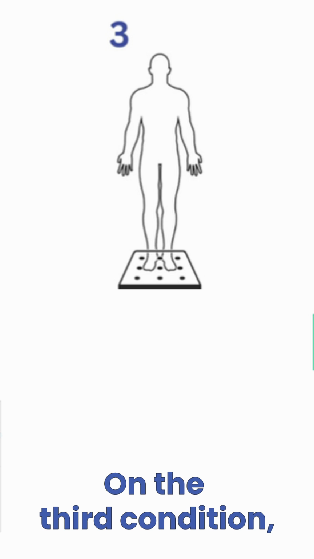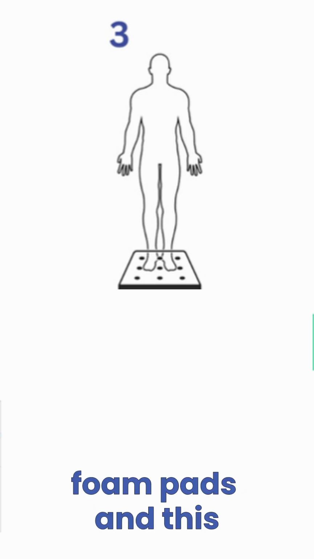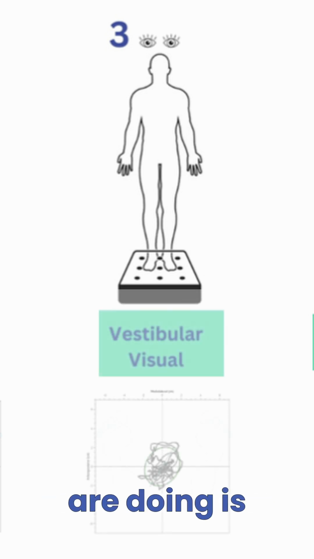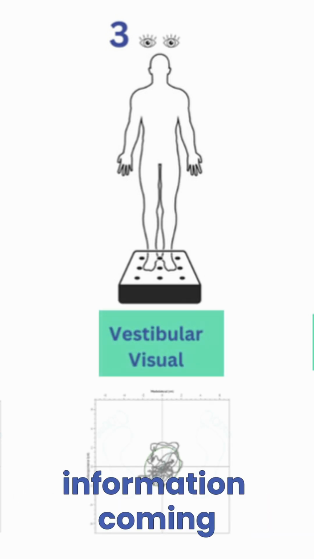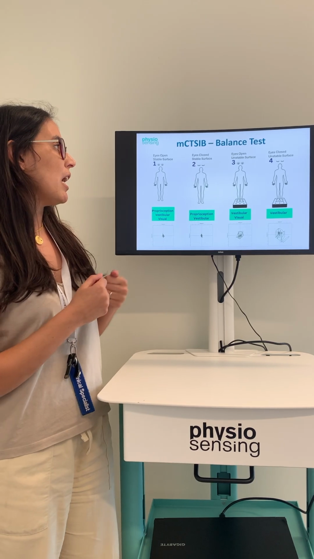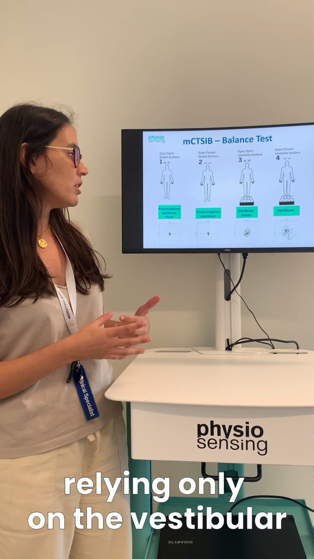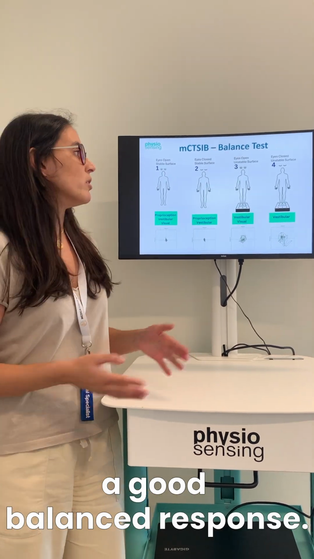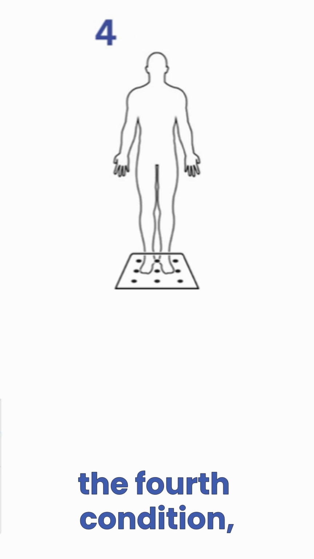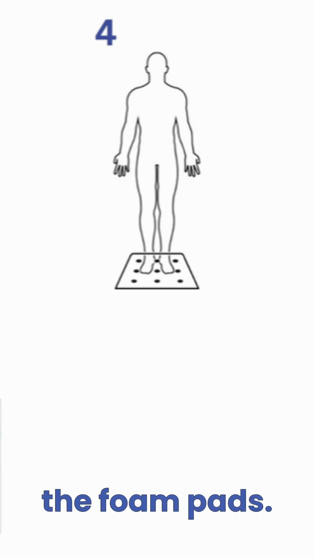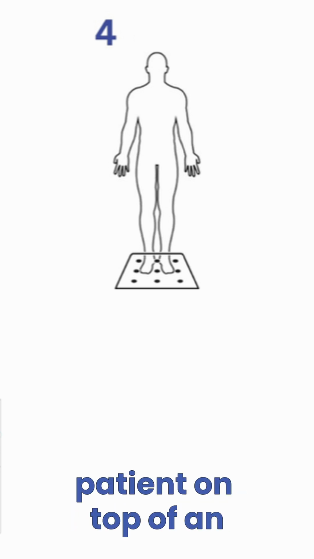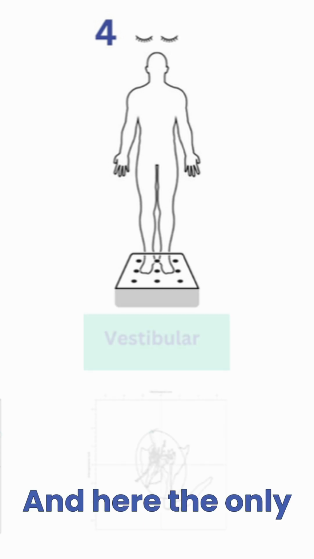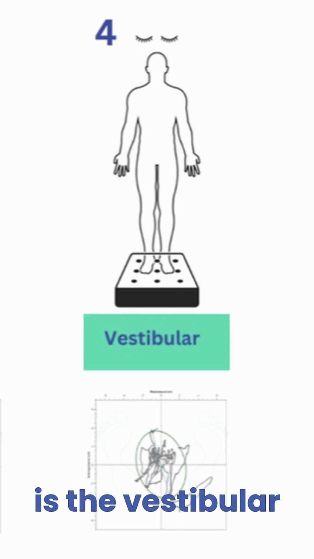On the third condition, we are going to add a foam pad, and this is going to make the surface unstable. And so what we are doing is compromising the information coming from the proprioceptive system, and we are relying only on the vestibular system and on the visual information to maintain a good balance response. And in the fourth condition, we maintain the foam pad, so we have the patient on top of an unstable surface, and we ask the patient to close his eyes. And here, the only system that is not compromised is the vestibular system.